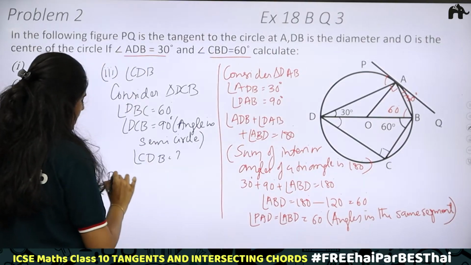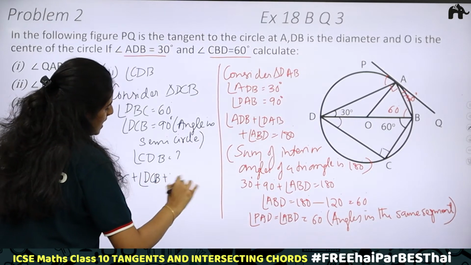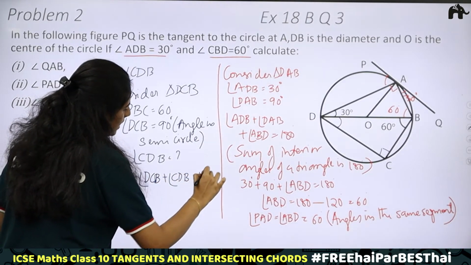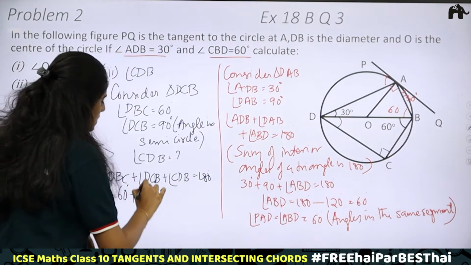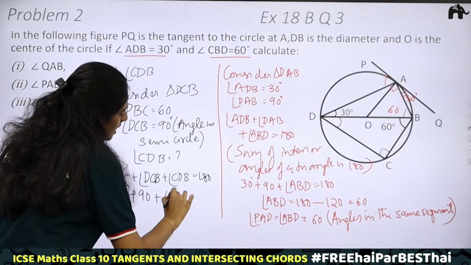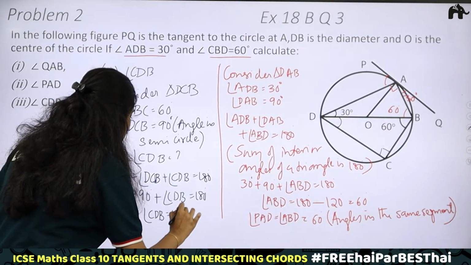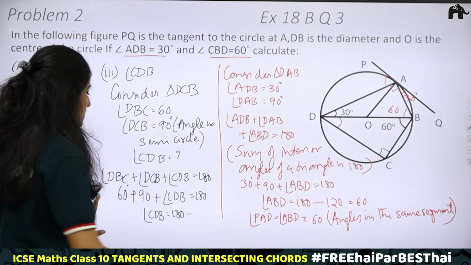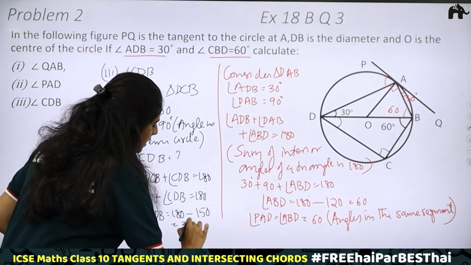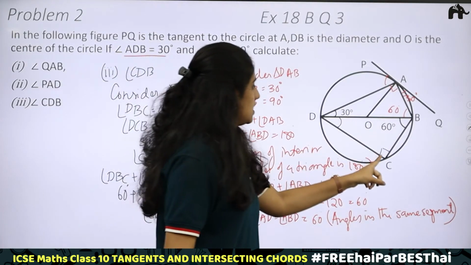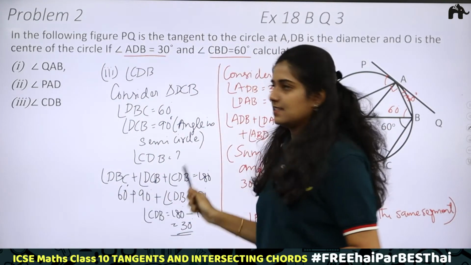CDB, that is angle DBC plus angle DCB plus angle CDB is equal to 180 degrees. Put the values. DBC is 60 degree plus DCB is 90 degree plus CDB is equal to 180 degrees. Then CDB equal to 180 degree minus 60 plus 90 is 150. Taking 150 to the opposite side, 180 degrees minus 150 degrees, and that is equal to 30 degrees. Okay. CDB angle is 30 degrees. So we have determined all the required 3 angles.